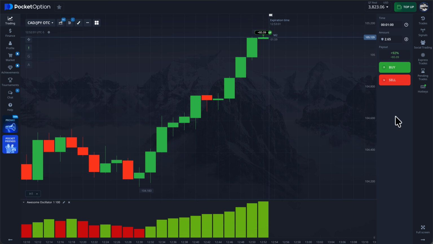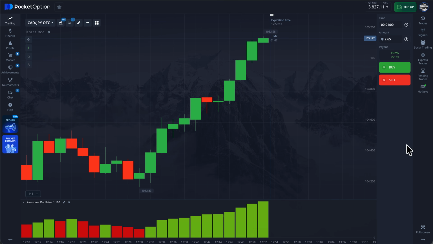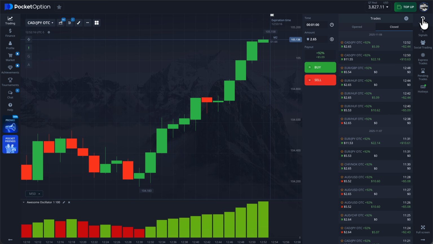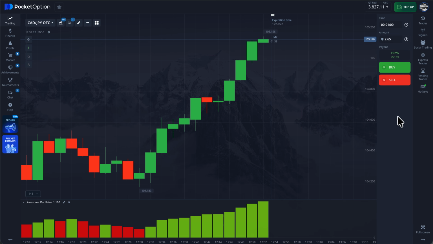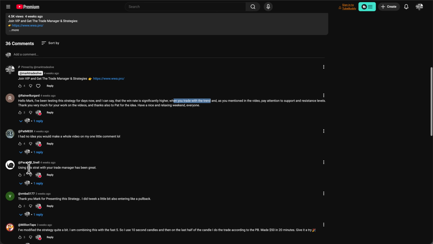So there's another one for you guys that was really close, but we did go by what the bars say on the Awesome Oscillator. So that's another win. Guys, try this out. I would say that's some pretty good results, but overall, you're going to get about a 50, maybe 60% win rate with this. But for the most part, I still think it's worth it. And just based on your feedback, guys, using this strategy with your trade manager has been great.